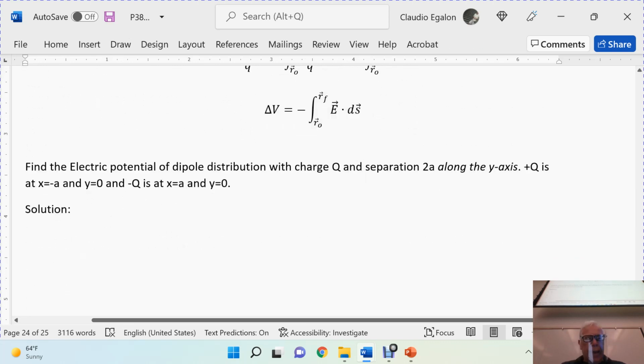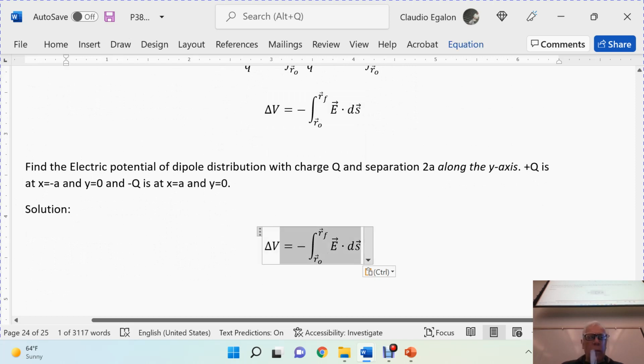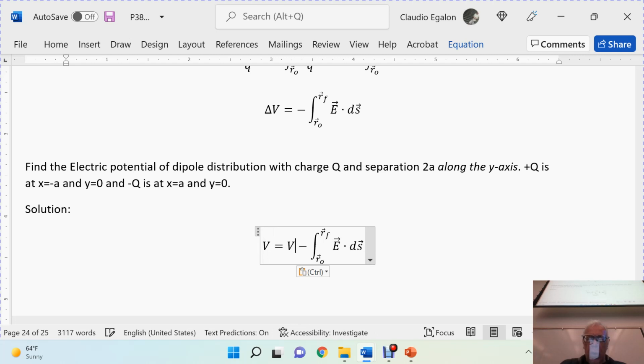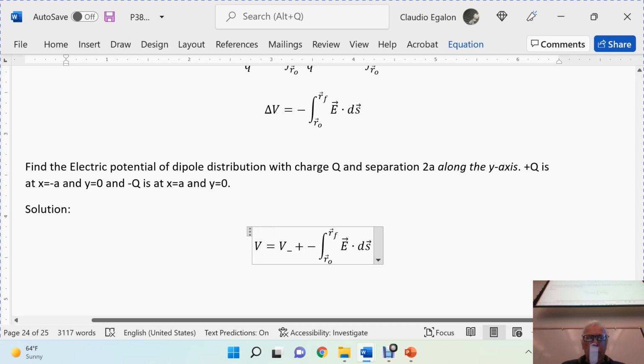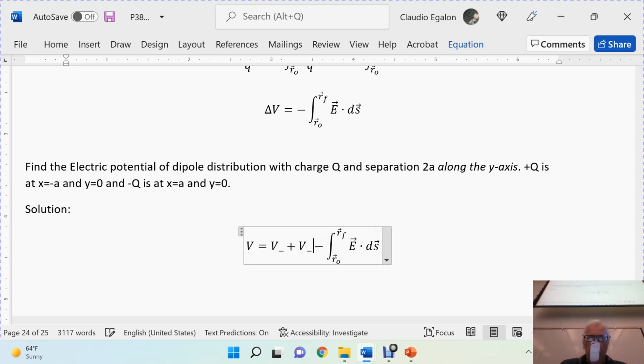The net electric potential, I'm going to put just V, is going to be V of the plus charge plus V of the minus charge. So let's see what's going on here. Plus charge, here you go. Okay, good. Plus V of the minus charge. That's what we call the superposition principle.